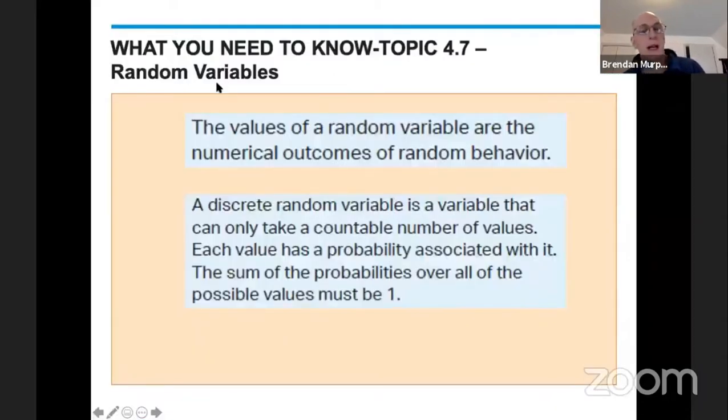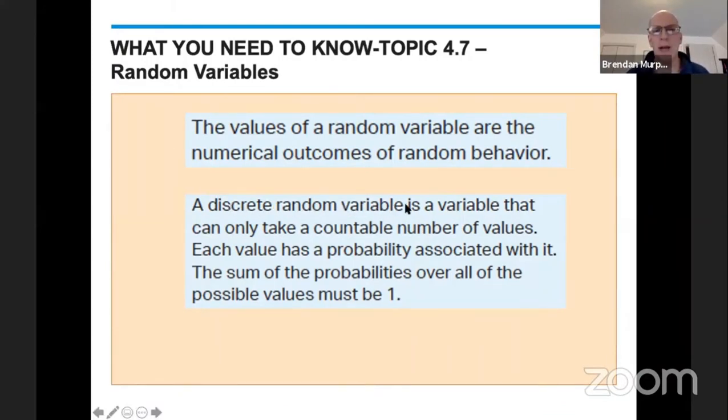So today we're going to talk about random variables. The values of a random variable are the numerical outcomes of random behavior. Okay, makes sense. A discrete random variable: discrete just means that there's a finite number of outcomes. I can count them, as opposed to infinite. So we do a lot of discrete random variables in this class.